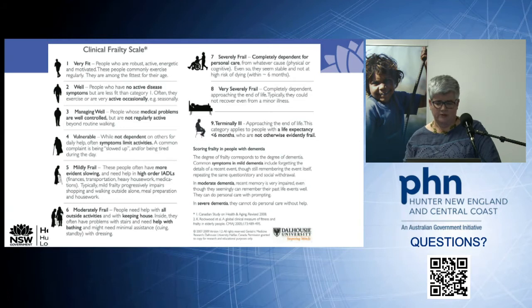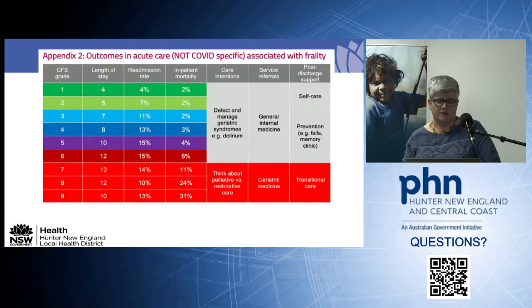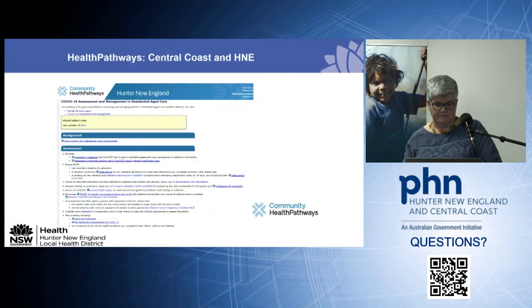Why is that important? So this is not related to COVID, but it's outcomes related to hospitalisations in the NHS. It's English research. But basically you can see that if you've got a frailty score of 7, then 11% of people will die in hospital. If you've got a score of 9, then 31% of people will die. And as I said earlier, it's thinking about palliative versus restorative care, thinking about transitions of care, thinking about what we can do to make this person comfortable, rather than necessarily treatment that's going to cure their dementia.